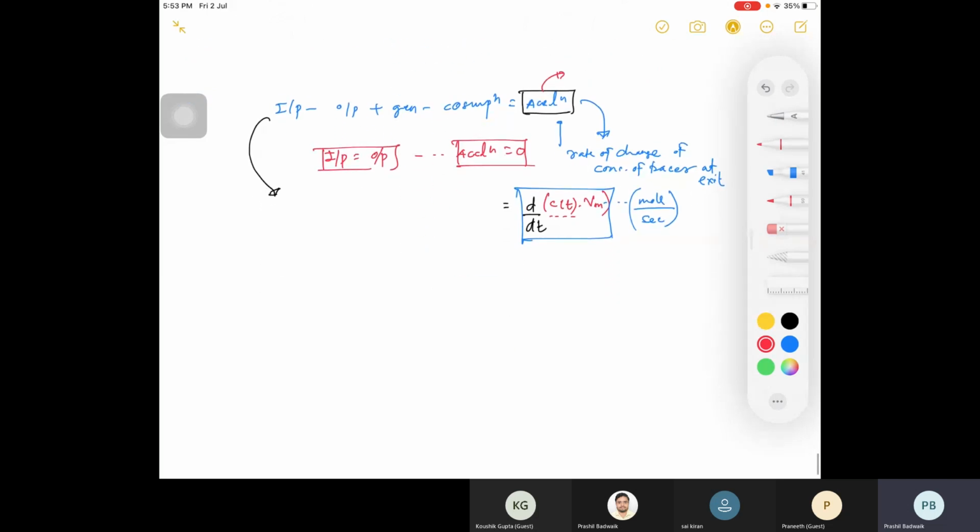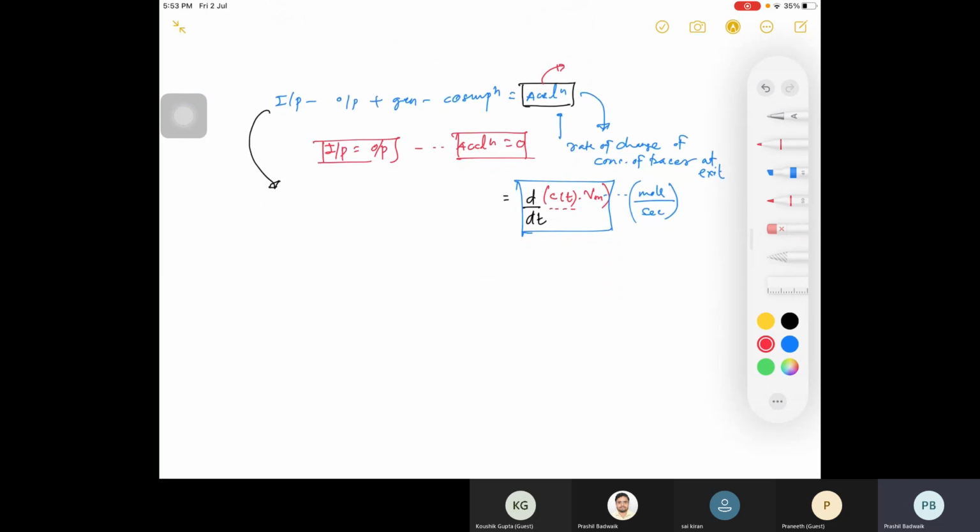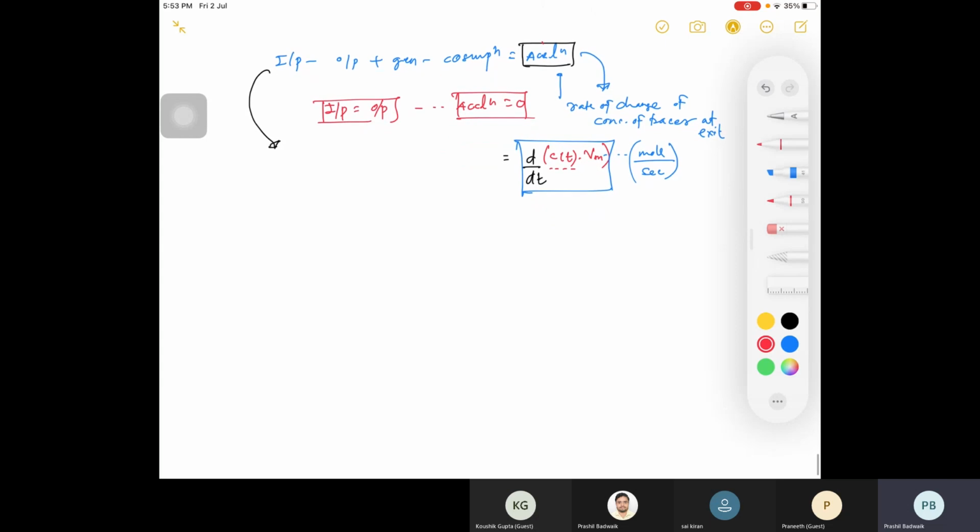Okay, with this we'll start our next session. There we'll see the step tracer injection in the ideal CSTR, so we'll start that. You write ideal PFR, and there is your step injection.